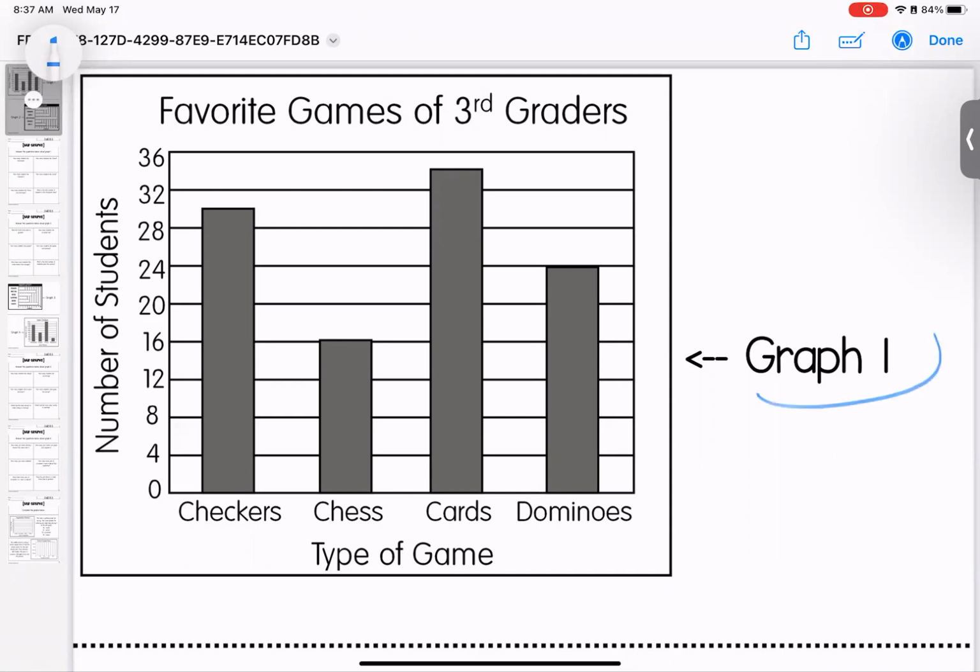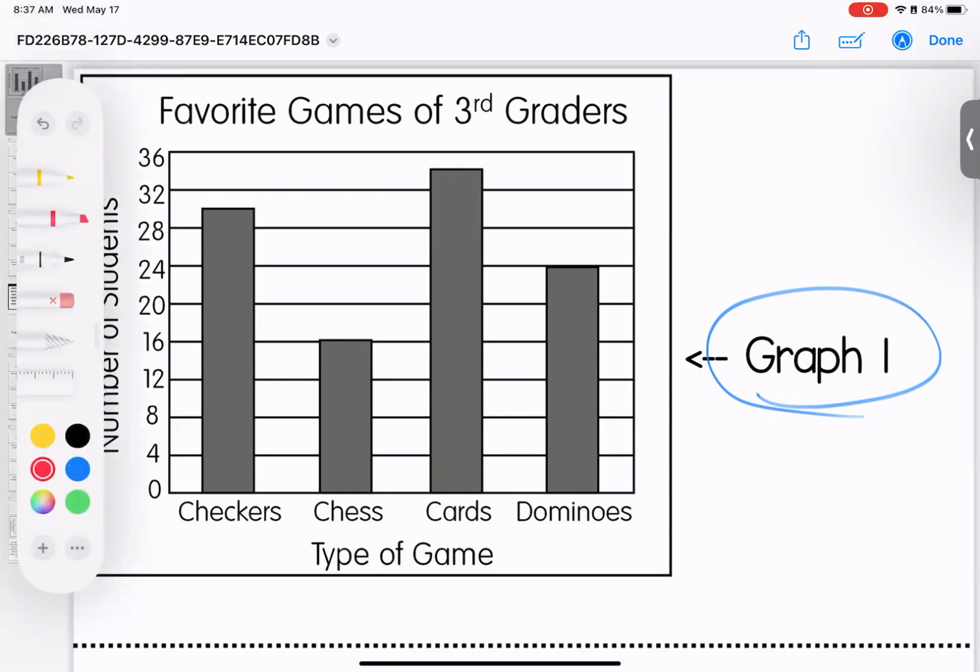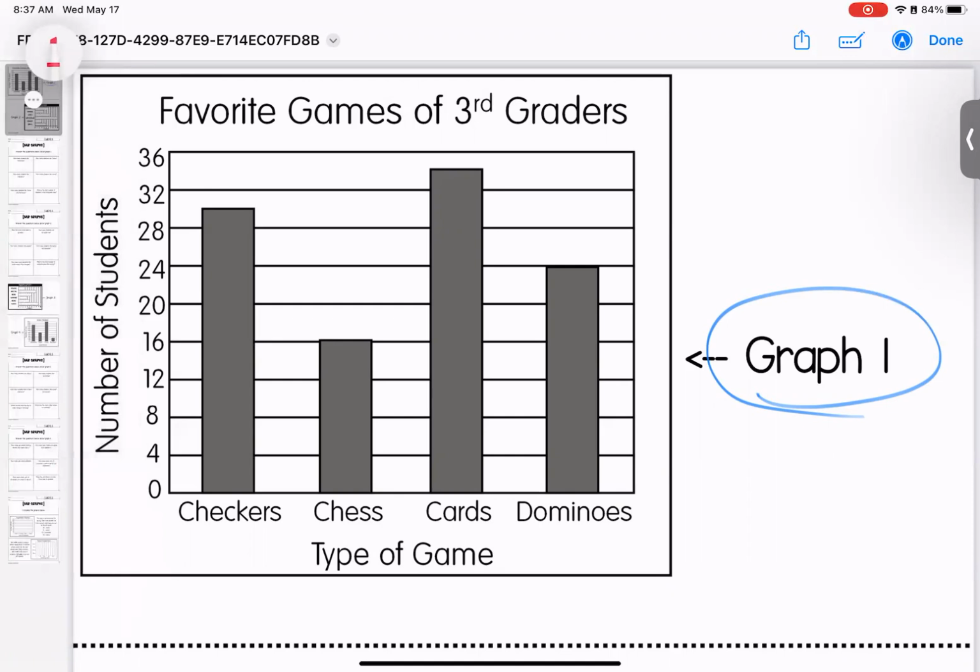So this is graph number 1, and that goes with our first page of questions. Question number 1 says, how many students like dominoes? Before we even start to answer these questions, we should go through and label how many votes we have for each item. So if we're looking at checkers, it's between 28 and 32. So it's going to be 30 votes for checkers.